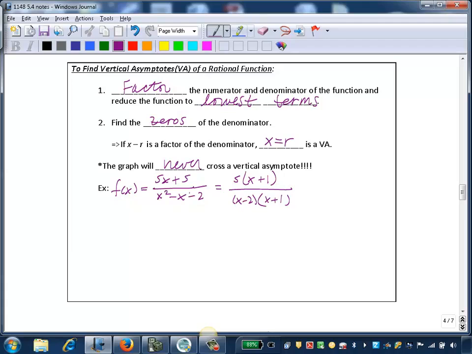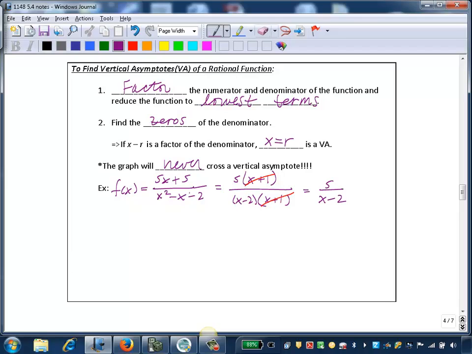So first we have to reduce this function to lowest terms. Remember, we see a common factor of x plus 1 in the numerator and denominator. We must first reduce it. So we get 5 over x minus 2.